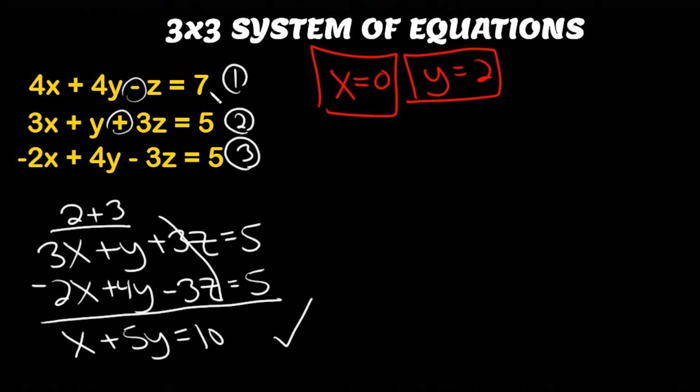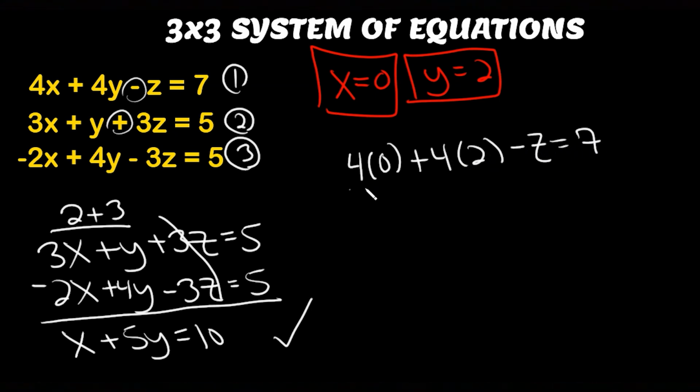So if you look at equation 1, that's super easy, right? If you look at equation 2 and 3, it looks like there's going to be more work involved. So I'm just going to pick equation 1 and I'm going to plug in my variables x and y. So if I do that, I get 4 times 0, that's my x, right? Plus 4 times my y, which is going to be 2. And then minus z, that's what we're trying to solve for, equal to 7.